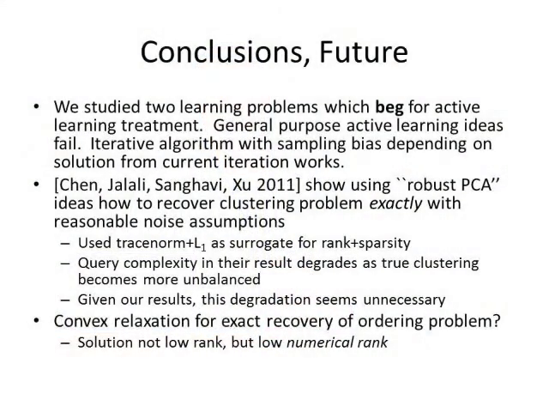So what are the conclusions? We studied two learning problems which beg for active learning treatment. Anything which is not active is just not going to be optimal. General purpose active learning ideas fail, and I showed you why. And an iterative algorithm with sampling bias depending on the solution from the current iteration works. The question is just how to create this bias. And the goal was to get this approximation inequality for a related empirical process.